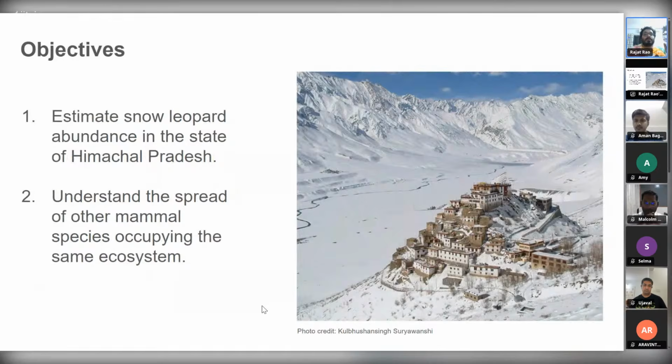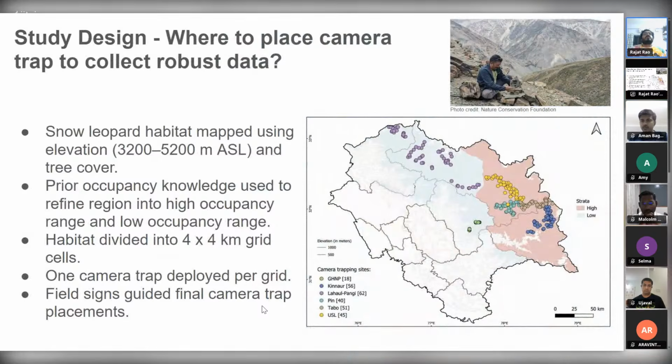The main objectives of this study were to estimate the abundance of snow leopards in the state of Himachal Pradesh, and also, because the way we assess the spread of snow leopards is by setting up camera traps across different locations within the ecosystem of this animal, we decided that we get other data, like data of other mammals that pass through. So we decided to understand where these other mammals are occurring within the landscape of snow leopards. The fundamental question was where to place these cameras.